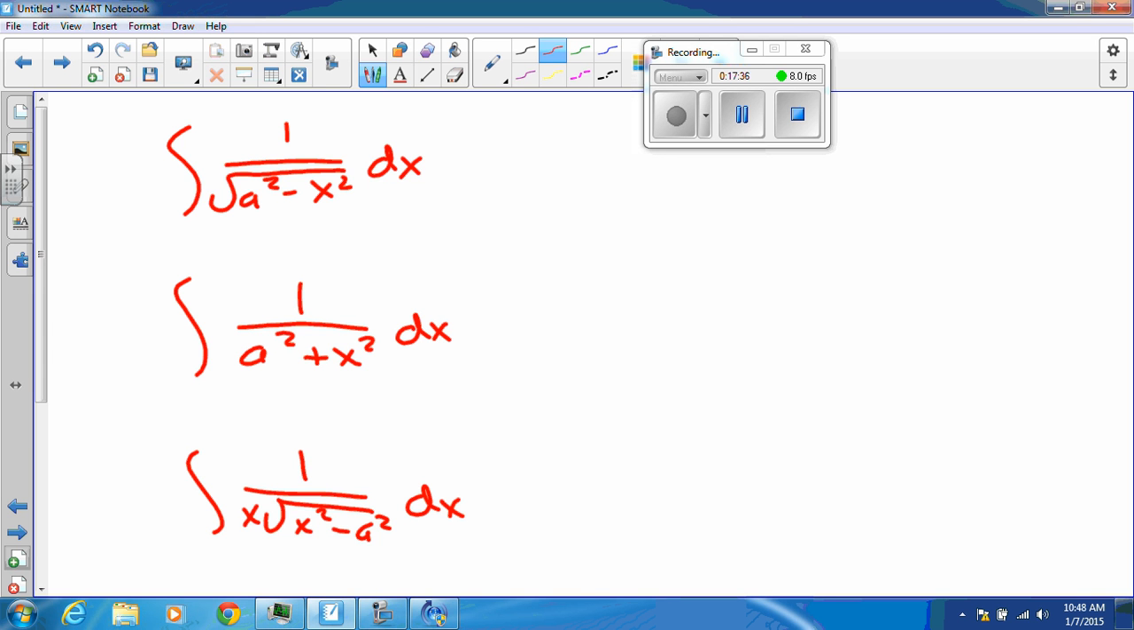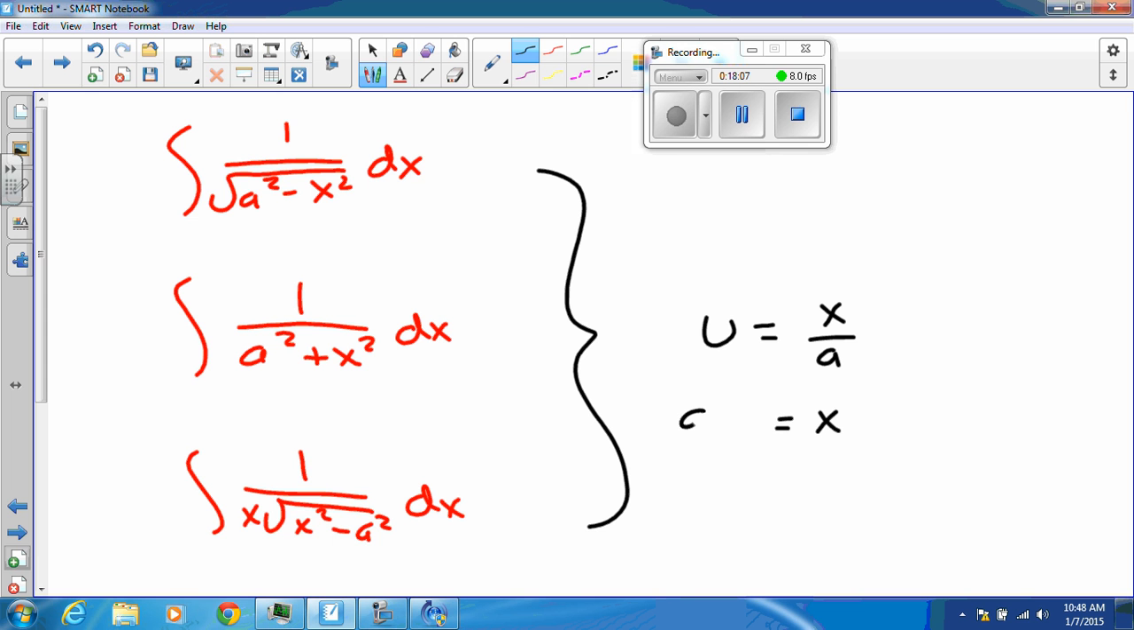Why can't you just use the inverse trig function? That's exactly what we're going to do. We're just going to make it easier. But all three of these are going to require a specific substitution to make it work out. So what we're going to do is, in all three cases, we're going to let u equal x over a. Or in other words, we're going to let x equal a times u.